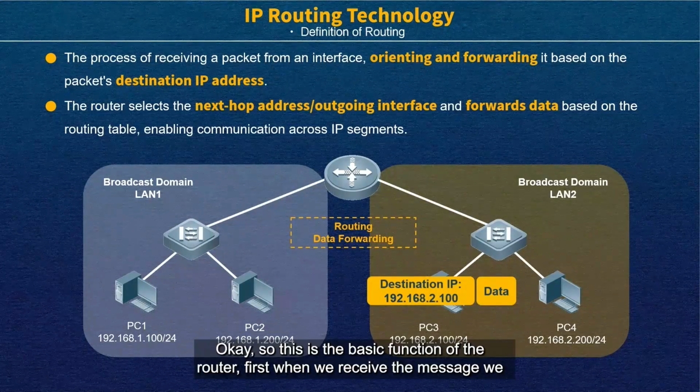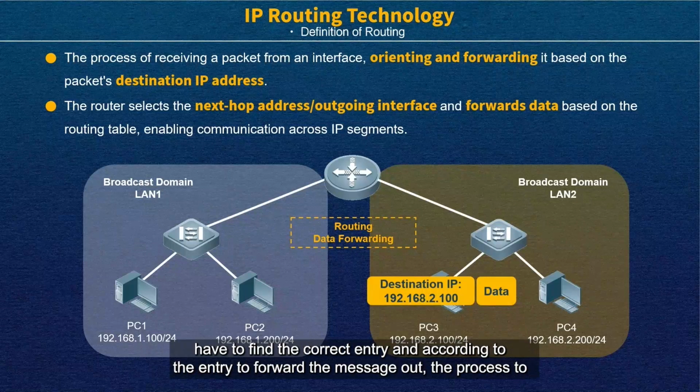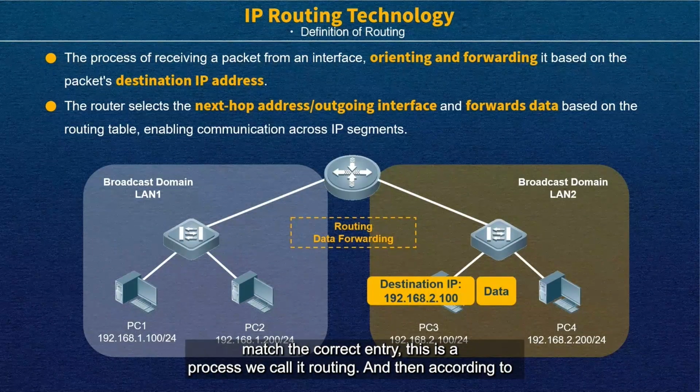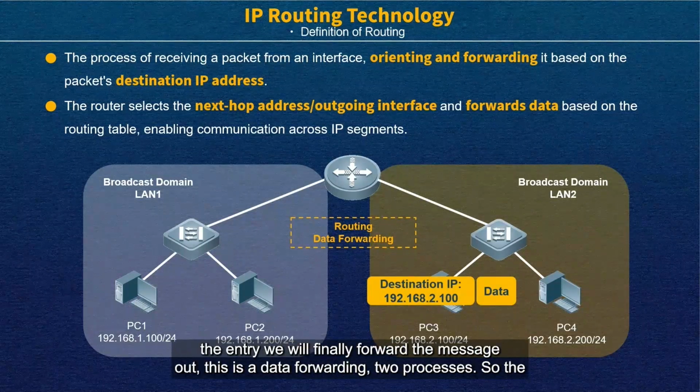Okay, so this is the basic function of the router. First, when we receive the message, we have to find the correct entry, and according to the entry, force the message out. The process of matching the correct entry is what we call routing. And then according to the entry, we finally force the message out. This is data forwarding.